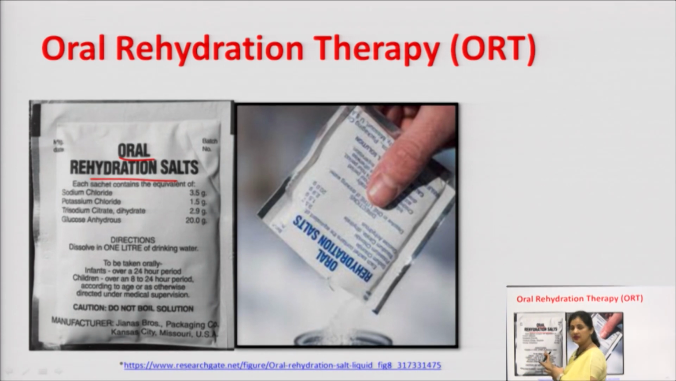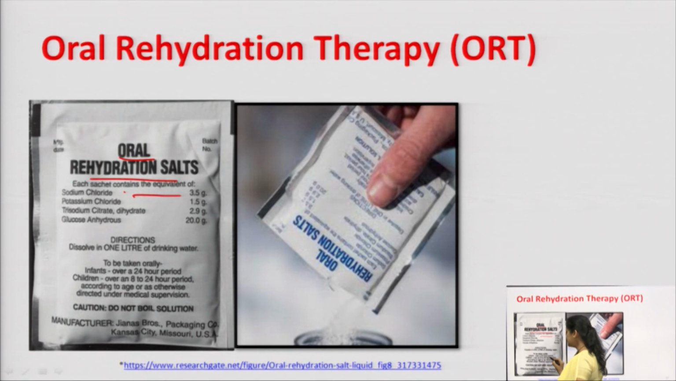Let us have a look here. Each sachet contains the equivalent of sodium chloride 3.5 gram, potassium chloride 1.5 gram, trisodium citrate dihydrate 2.9 gram, glucose anhydrous 20 gram. It also contains the direction how it is to be administered. Let us have a look here. Dissolve in 1 liter of drinking water. This sachet has to be dissolved in 1 liter of water, and the dose is also given.